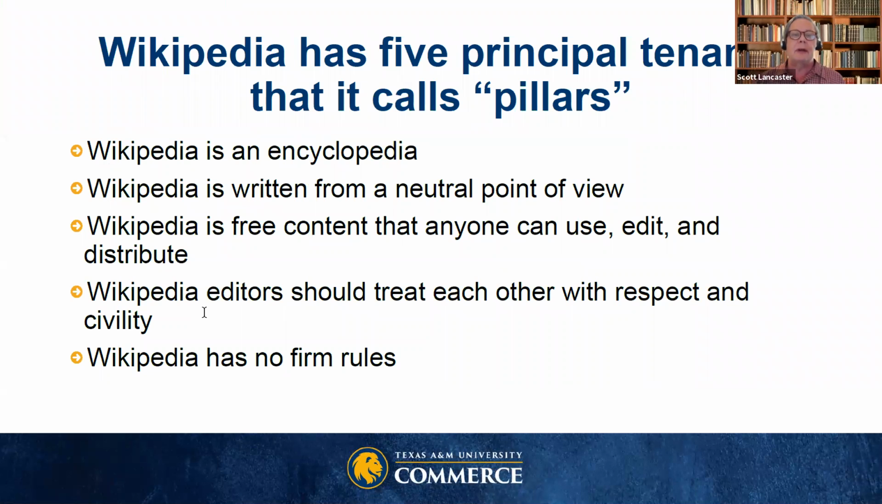Well, continuing on, Wikipedia has 5 principal tenets, or what it calls pillars. First, Wikipedia is an encyclopedia. Second, Wikipedia is written from a neutral point of view, as far as that can be done, considering human beings are writing the things. Wikipedia is free content that anyone can use, edit, and distribute. Wikipedia editors should treat each other with respect and civility, and Wikipedia has no firm rules.